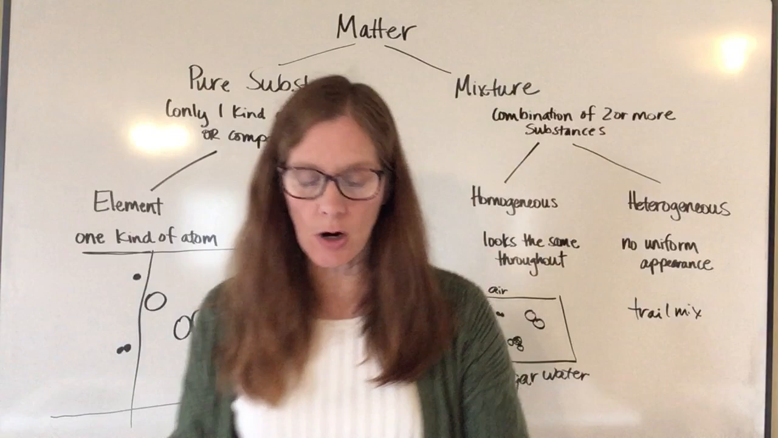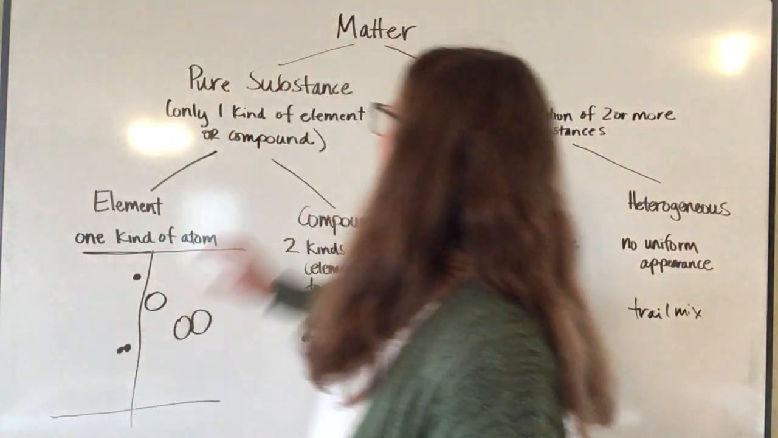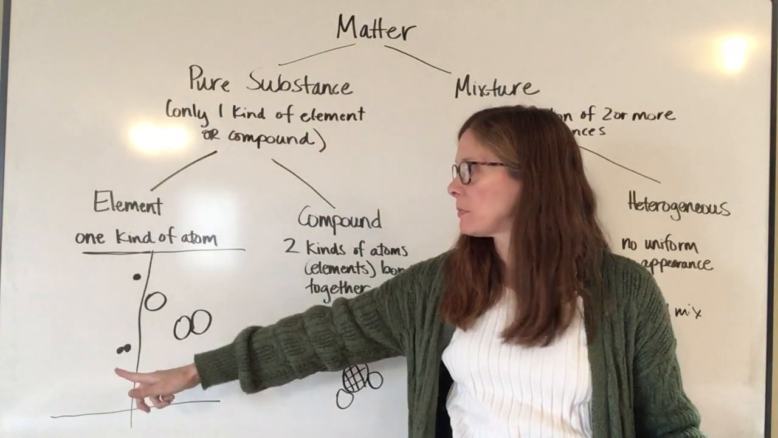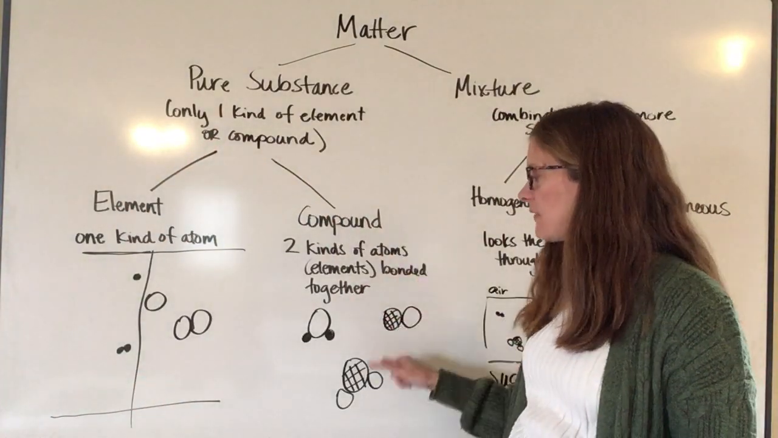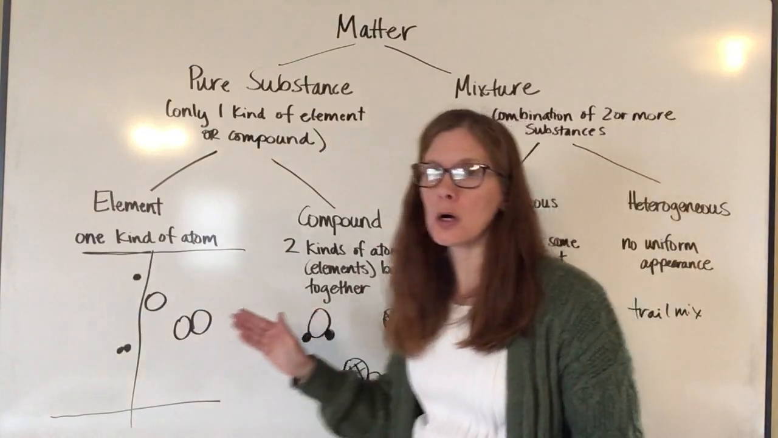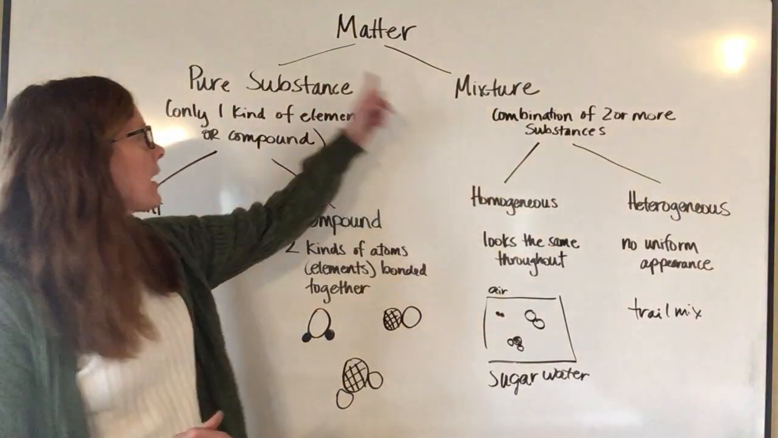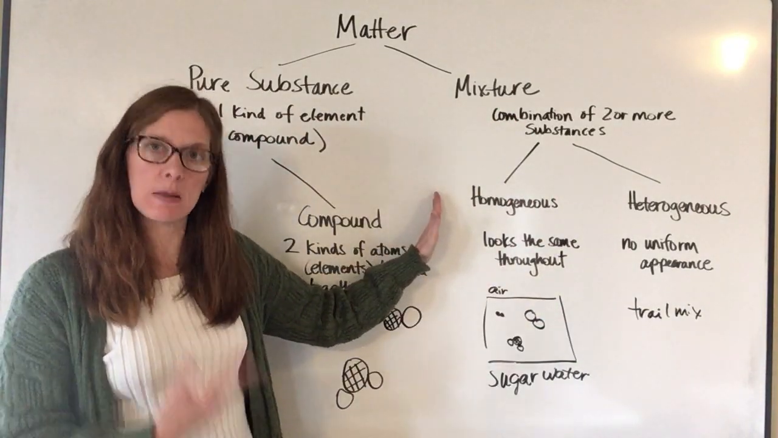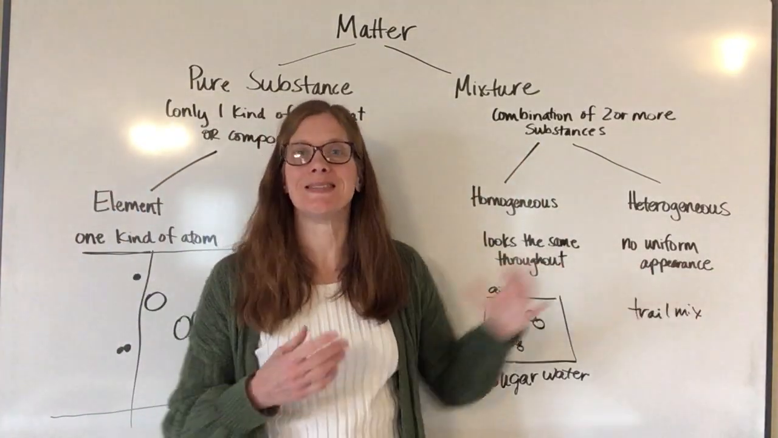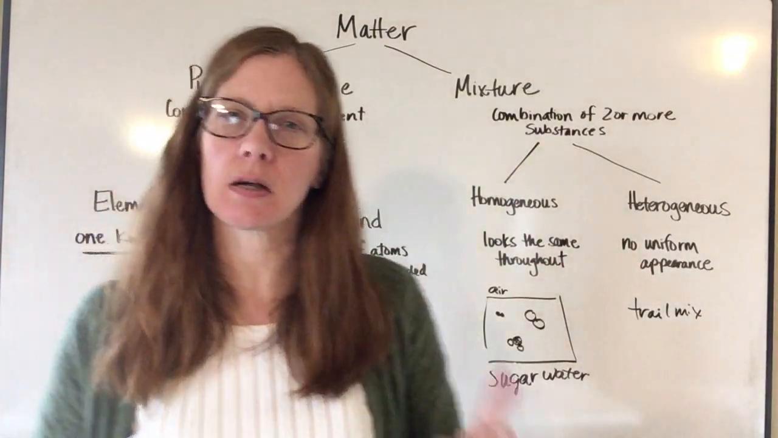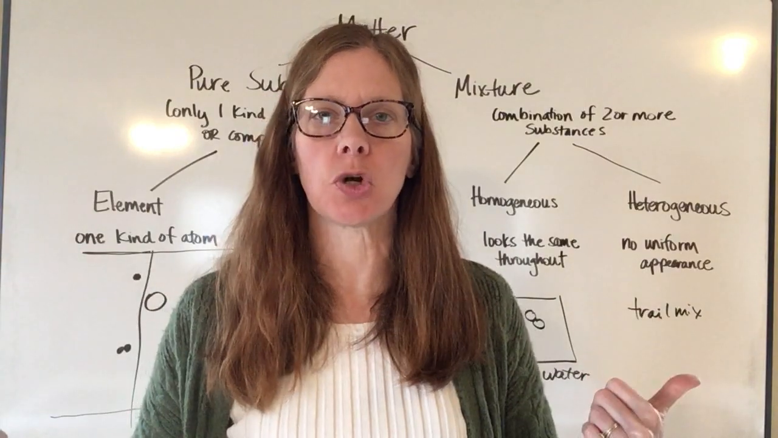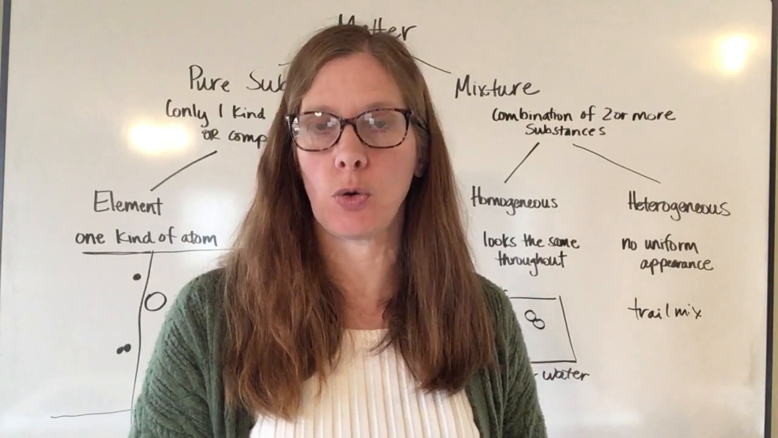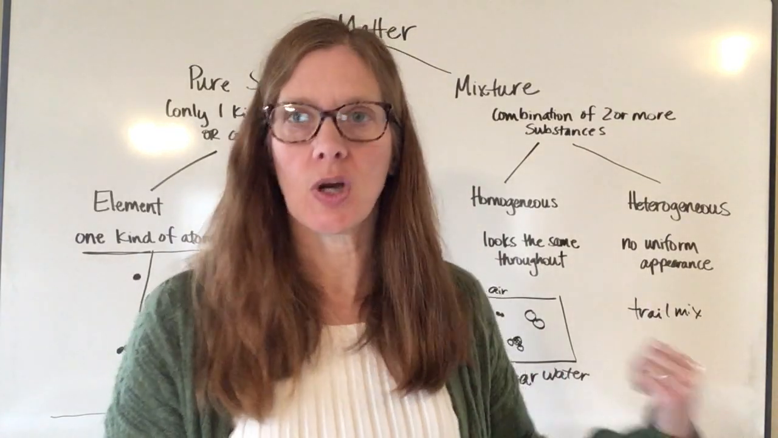Okay, so that's how we classify matter. We're going to classify it into pure substances, which is either an element, one type of atom, or a compound, two types of atoms bonded together. Or I'm going to have a mixture, which is where I have two or more pure substances mixed together. A homogeneous mixture looks the same throughout. A heterogeneous mixture does not look the same throughout. And again, if you're trying to classify the difference between a pure substance and a mixture, think about if you could reach in and pull out a molecule at a time, would you get the same molecule every time? Because if you would not, then you're going to end up having a mixture.